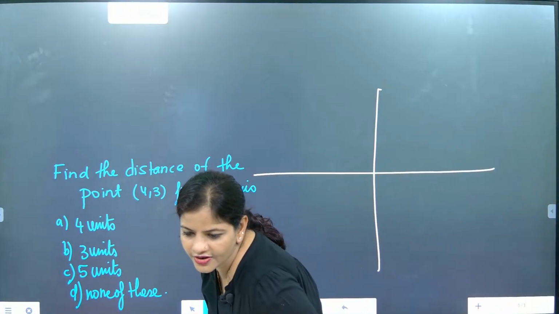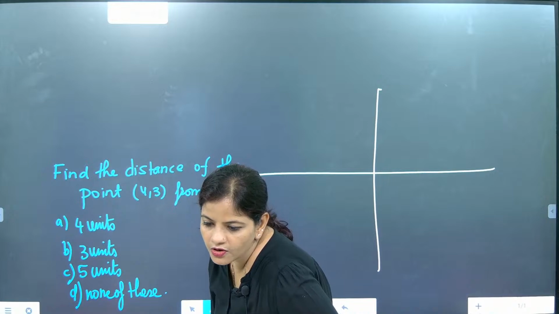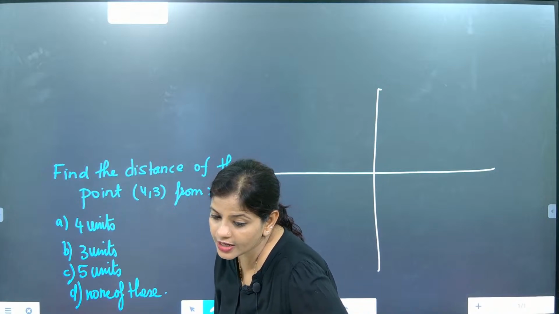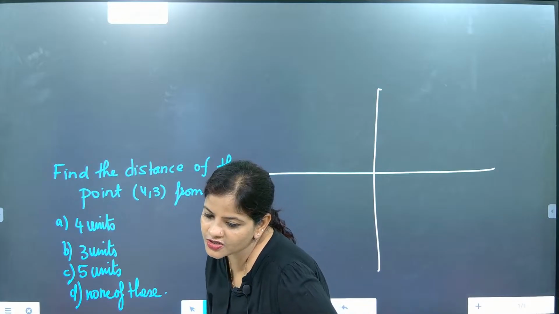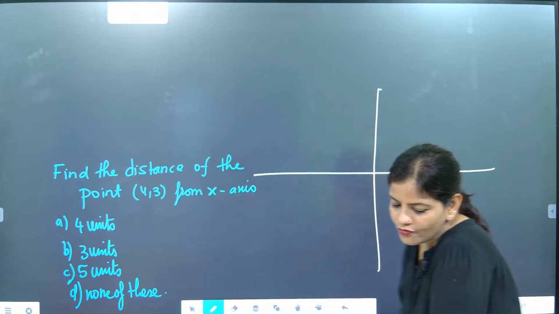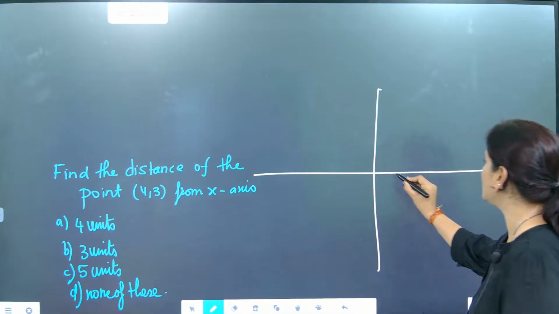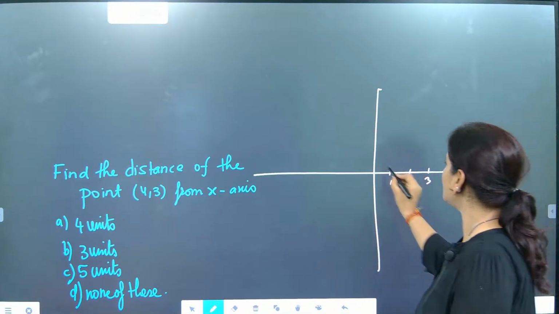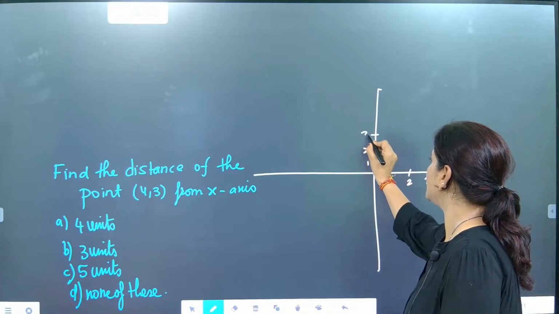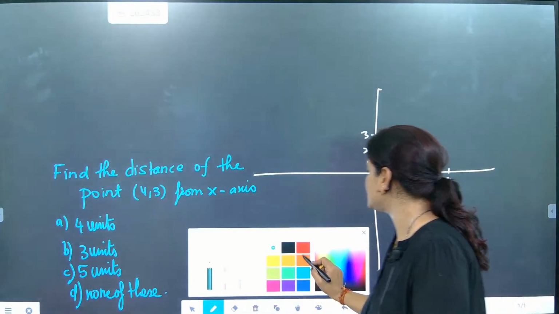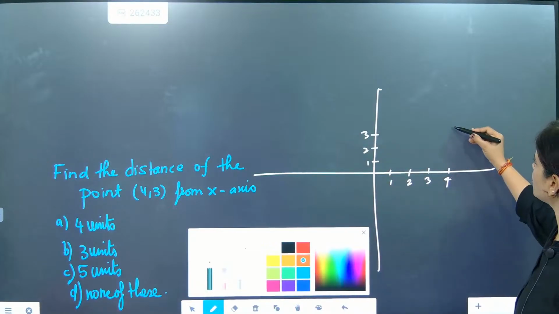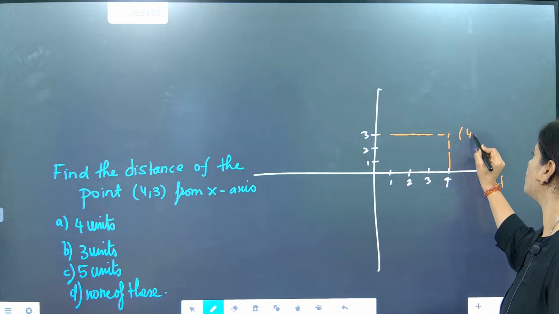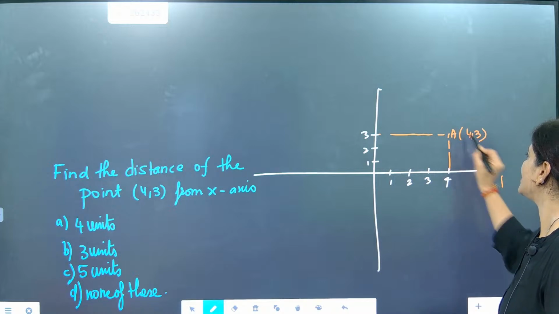Now all the children started writing 3 units, 4 units. Most of you know that the answer can be either 3 units or 4 units. That's a very good point. But let's see. First we will locate the point: 1, 2, 3, 4, and here 1, 2, 3. Now the point is 4, 3. So we will locate the point. This point will be called 4, 3. We will name it A.